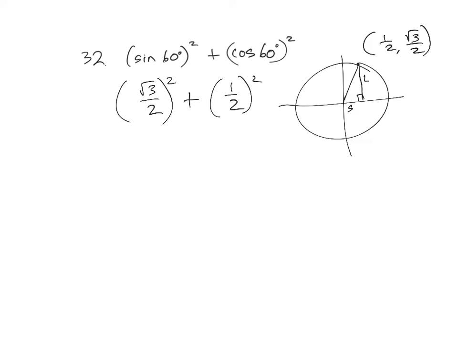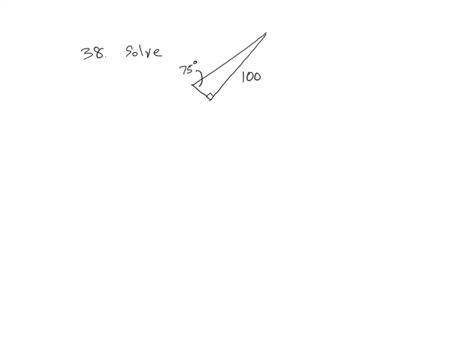So if we square this, you square a radical, you're going to get just what's underneath the square root. And you square 2, you get 4. Square 1/2, we get 1/4, and that answer is also 1. Okay, now let's go to number 38.